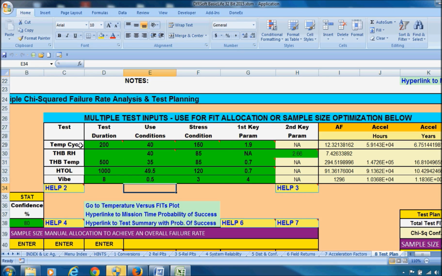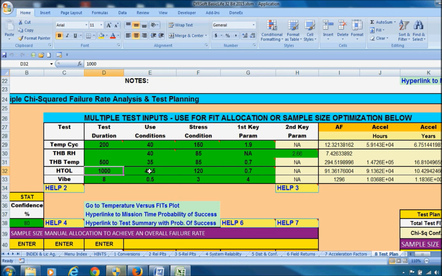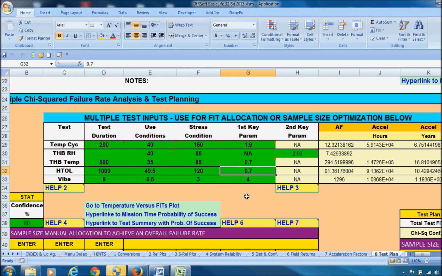So this has the 4 main tests that our people do. And for example, the HTOL is in this line right here. So the test duration is 1,000 hours. The use condition, if you remember from environmental profiling, was we had 49.5 degrees C for the 10-year use condition, and the laboratory test temperature was 120 degrees, and we're using 0.7 eV activation energy. And then to the right, after you've entered these, notice there's pop-ups that help you to know what industry standards are for these parameters, the key parameters.